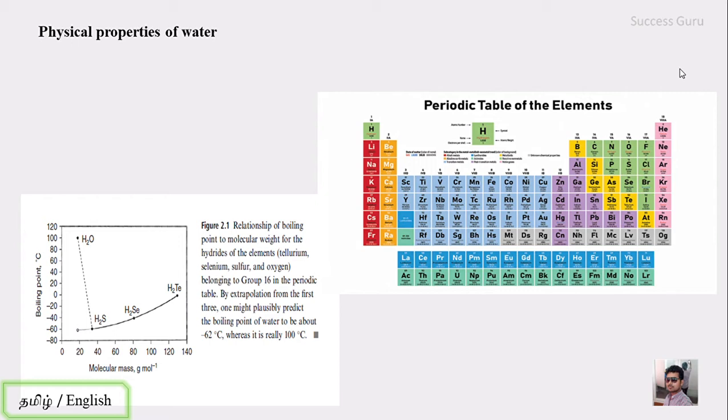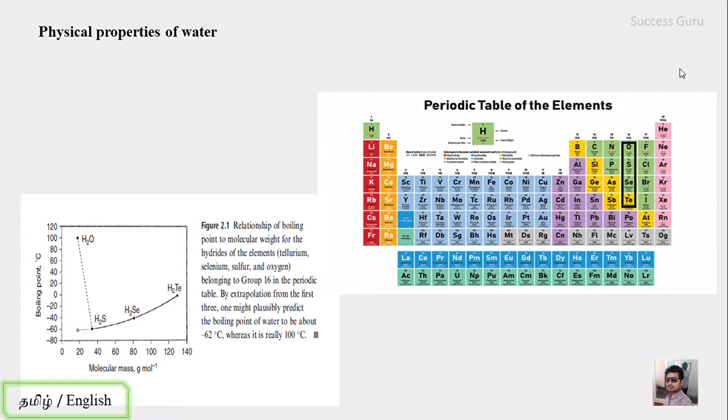So if you see this series, that is oxygen, sulfur, selenium, and tellurium. If tellurium joins with H2, its boiling point will be somewhere near 0 degrees Celsius. If selenium joins with H2, its boiling point is somewhere near minus 40 degrees Celsius. If sulfur joins with H2, its boiling point is somewhere near minus 50 degrees Celsius. In the series at the top, that is O, when it joins with H2, it should be somewhere near minus 60 degrees Celsius. But actually it is 100 degrees Celsius.